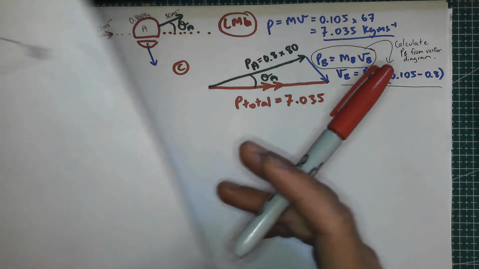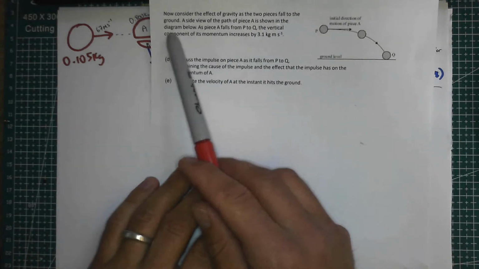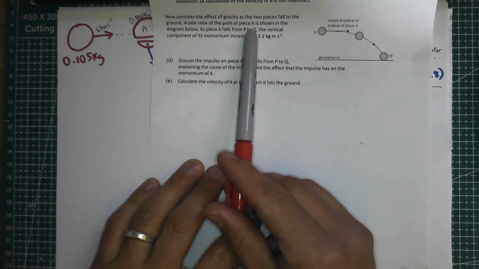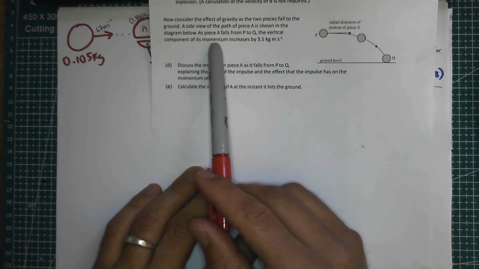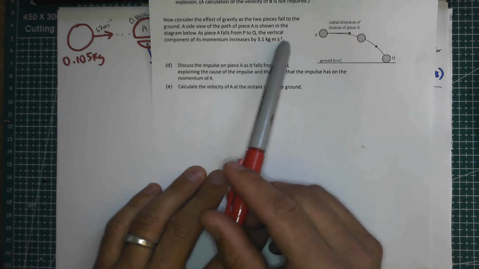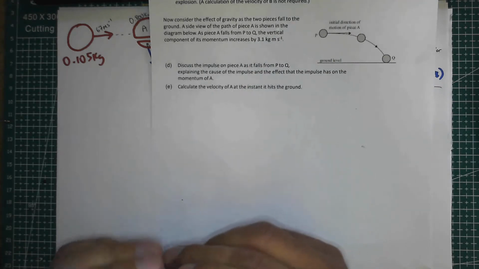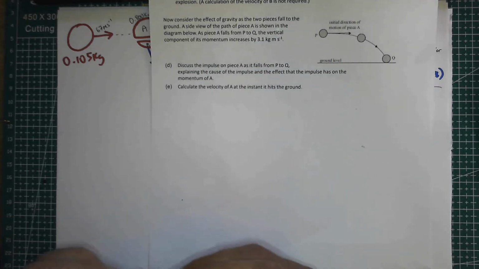Okay, on to the next question. Now consider the effect of gravity as the two pieces fall to the ground. A side view of the path of piece A is shown in the diagram below. As piece A falls from P to Q, the vertical component of its momentum increases by 3.1 kg m/s. Discuss the impulse on piece A, which is the change in momentum, as it falls from P to Q, explaining the cause of the impulse and the effect the impulse has on the momentum of A.